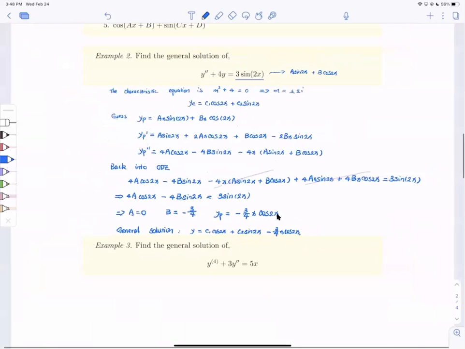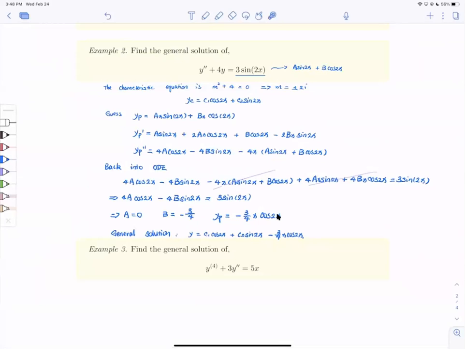As I mentioned before, you need to first solve the homogeneous equation, which means you let this equal 0, so you find your characteristic equation, which is m squared plus 4 equals 0. You will get m equals plus minus 2i, so your complementary solution looks like this.